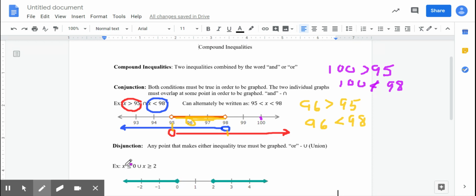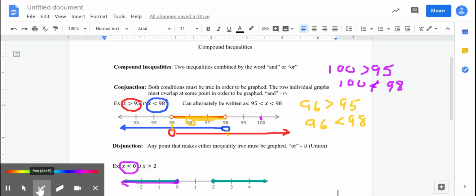Now here, this is saying we'll take anything that's less than or equal to 0, or we'll take anything that's greater than or equal to 2, but we won't take anything in between. So here we have, in purple, less than or equal to 0. You would put a closed circle at 0 and anything in this direction, which is what was already graphed. Now, let's switch to green. Over here, we've got x is greater than or equal to 2: closed circle at 2, line extended to the right.